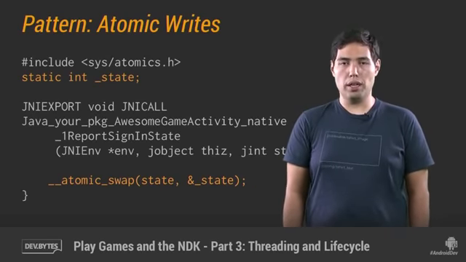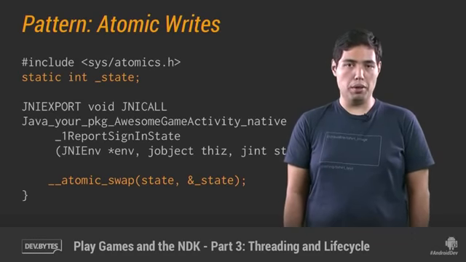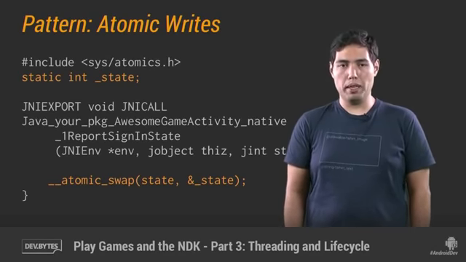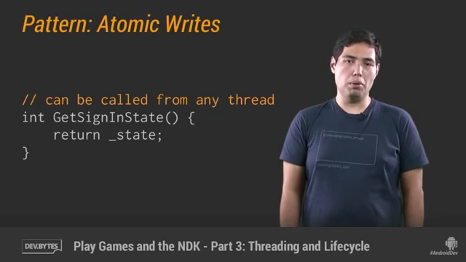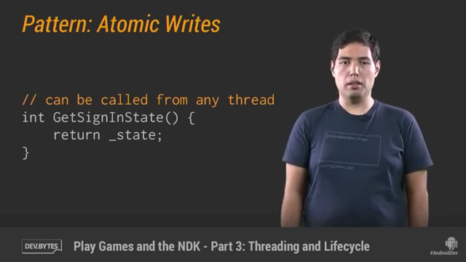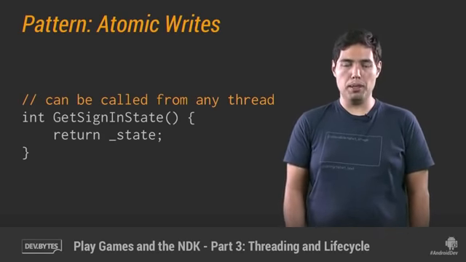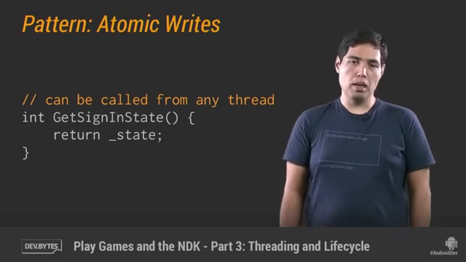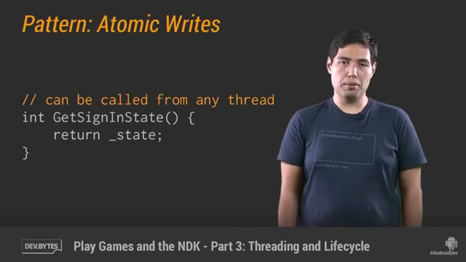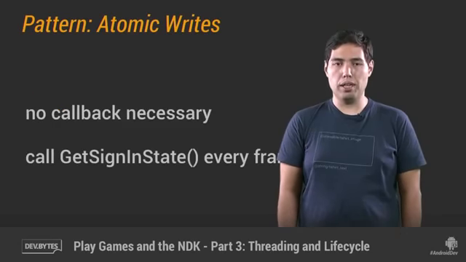In this case, we are getting the new state from the UI thread and then writing it atomically to that static variable called state. This means that when you try to read it from your game thread, you can just read it, because this can be called from any thread. And since the writing is atomic, you don't have to worry about race conditions there. So you get the state based on that. This means you can actually get the state on every frame.